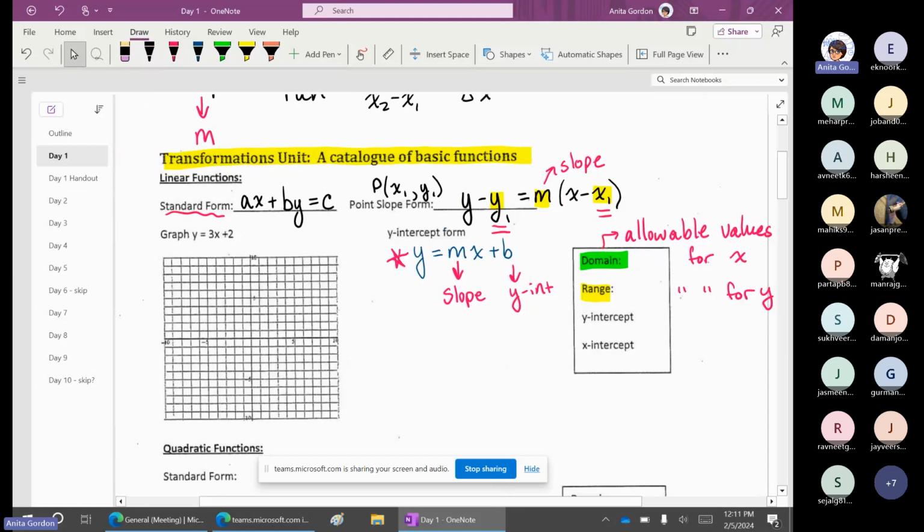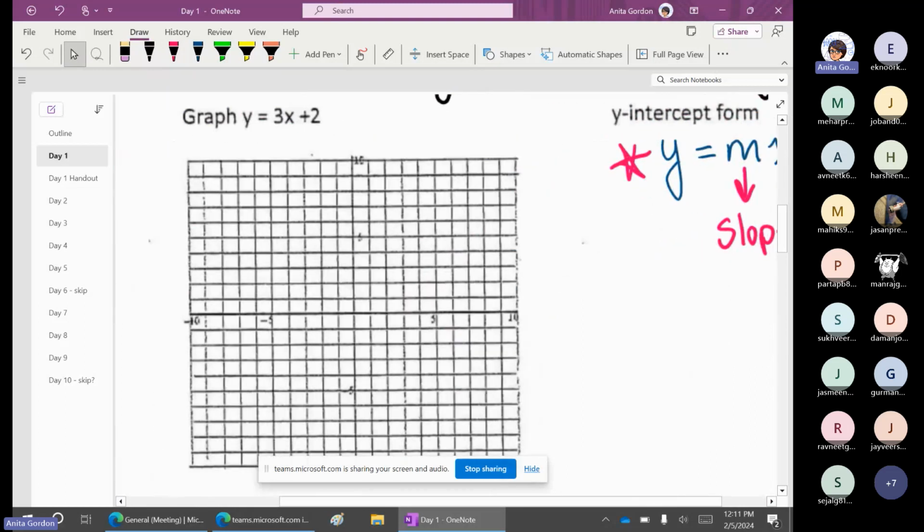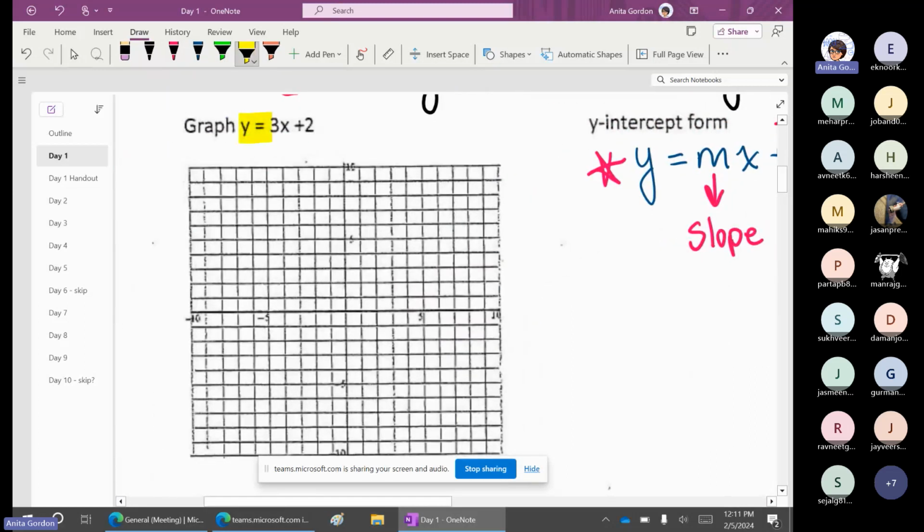Let's take a look at our specific example here. We have the equation y equals 3x plus 2. What information do we have? Slope is 3. If I wanted to write it in rise over run form, how do I take a number and make it a fraction? 3 over 1. Right? So this is telling me up 3, right 1.